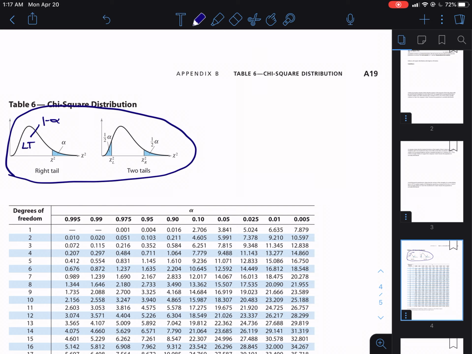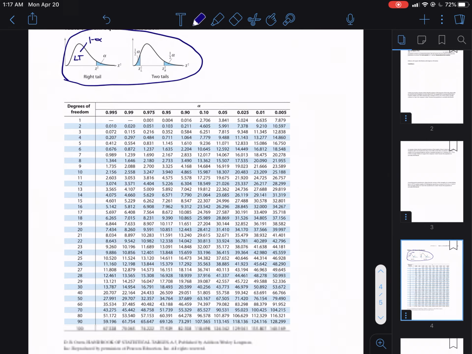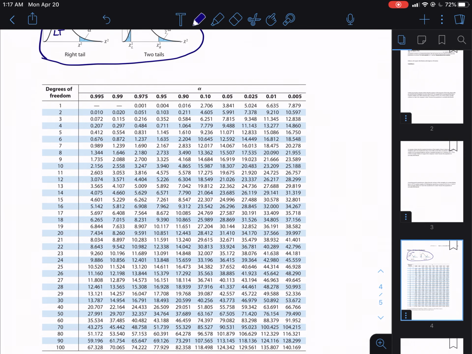So we're looking for when alpha is 0.1 and our degrees of freedom is 25. So if we look, 0.1, 25, it looks like we get 34.382. Okay, so that's example 1.